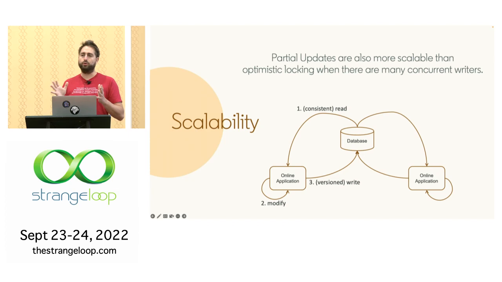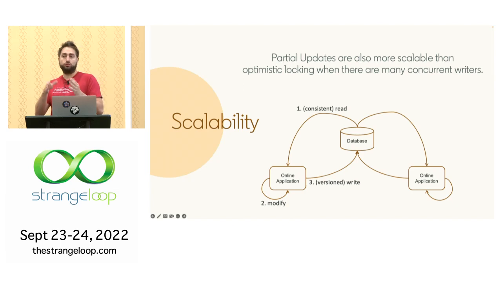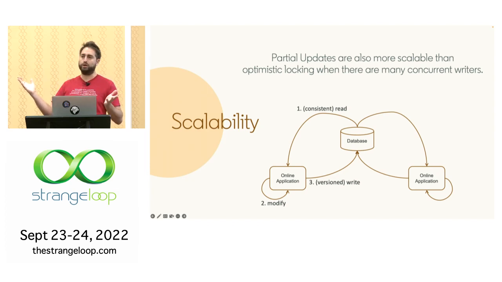And this is not theoretical. We have workloads like this at LinkedIn that are implemented this way, and we do see them suffer in case of contention. So that was a big motivating factor for implementing partial updates the way we did, because with partial updates, it's always just one write, no matter how many concurrent writers exist. So it's way more efficient.